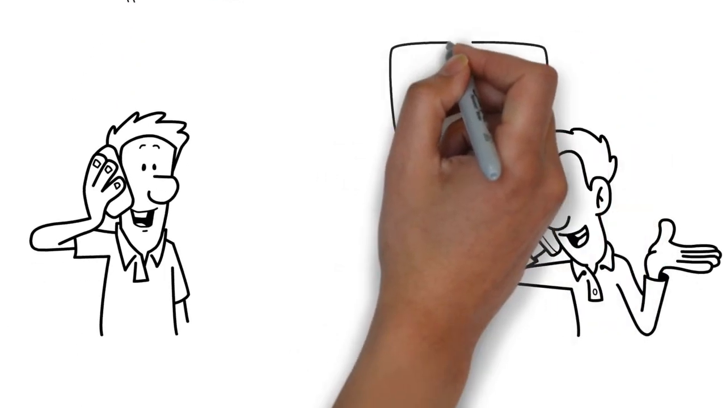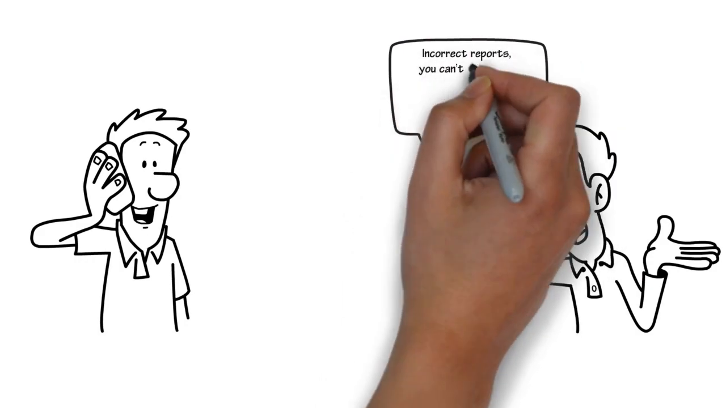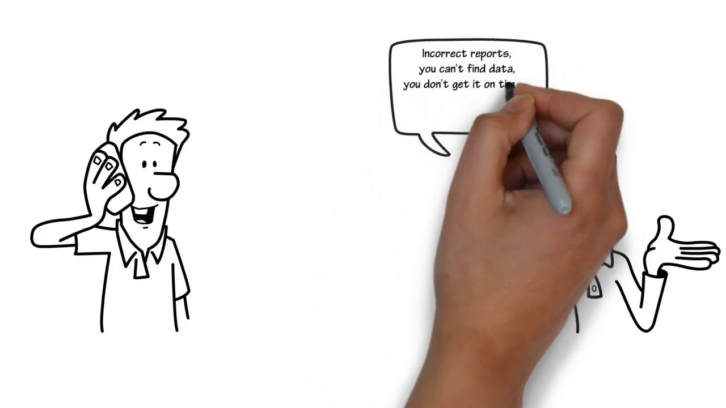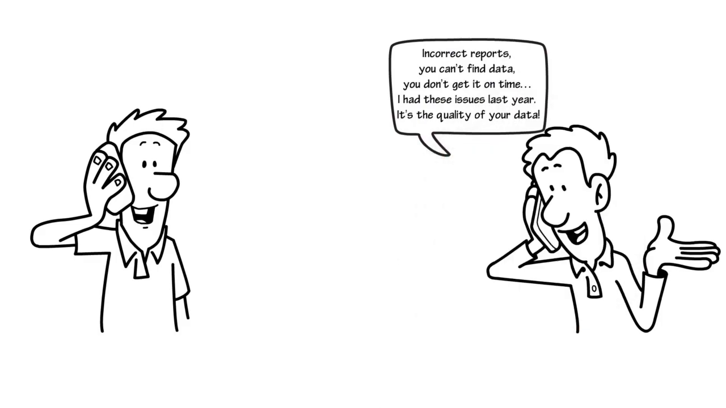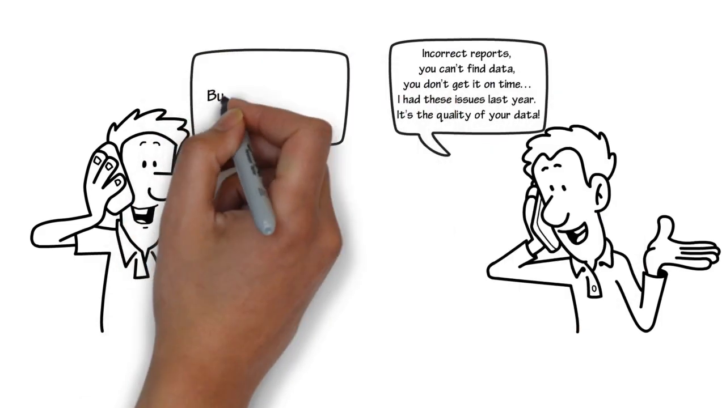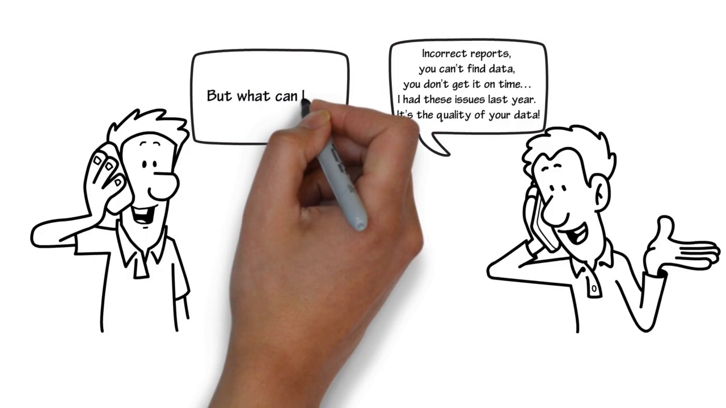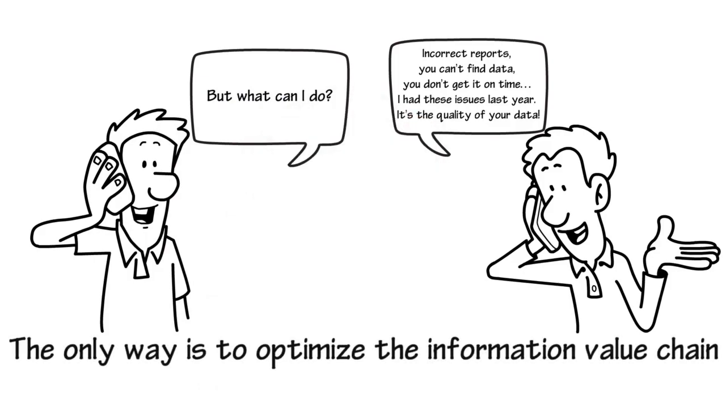Bob says incorrect reports. You can't find data. You don't get it on time. I had these issues last year. It's the quality of your data. But what can I do? James exclaims. Bob's advice? The only way is to optimize the information value chain.